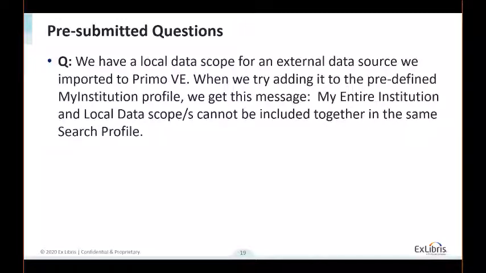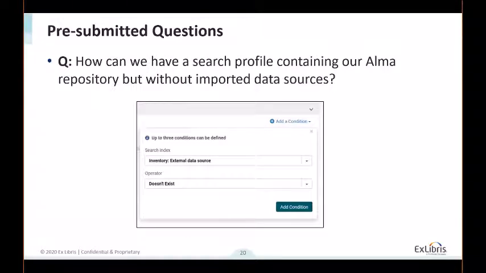So as I mentioned earlier, external data sources are considered part of your local data once they have been imported to Primo VE. How can we have a search profile containing our ALMA repository, but without any imported data sources? The way to achieve this is by defining a local custom scope using the condition external data source doesn't exist. Let me show you that in ALMA.